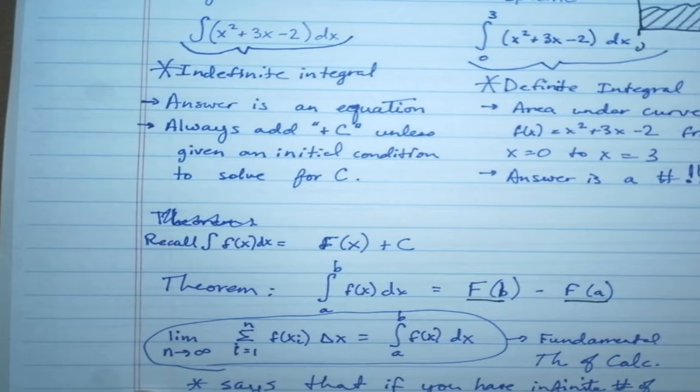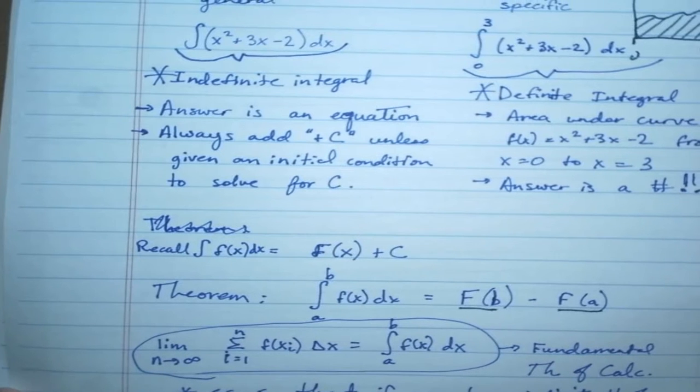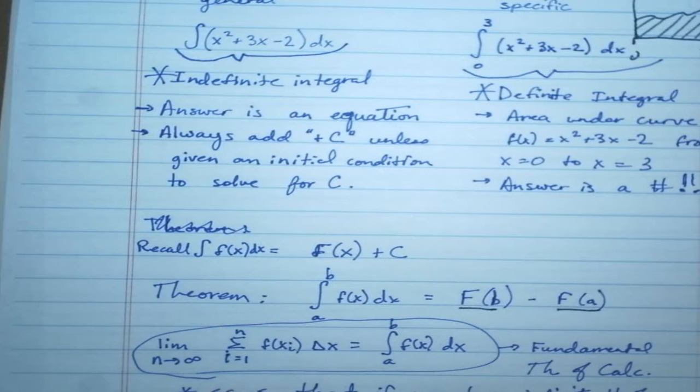Okay, so basically what this is telling me is if I have an infinite number of rectangles in my Riemann sum, that equals the definite integral. So what this allows us to do is this gives us a mathematical proof that the area under the curve is in fact the definite integral.